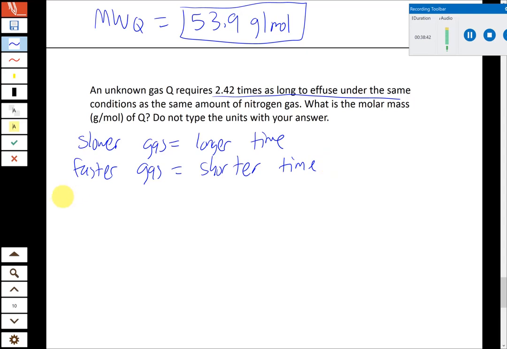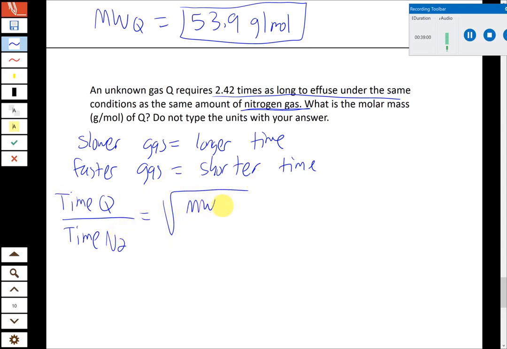And so basically, the rate that the gas is effusing or diffusing is going to be inversely related to the time. And so if we want to do a ratio of times, the time that it takes our unknown gas Q to diffuse over the time that it takes, in this case, the known gas nitrogen, N2, is going to be equal to a direct square root relationship of the molar masses. So it's going to be the square root of the molar mass of Q over the molar mass of N2. And again, the reasoning being that the higher the molar mass, the slower the effusion is going to be. So if it's a heavier molar mass, it takes longer time to effuse.